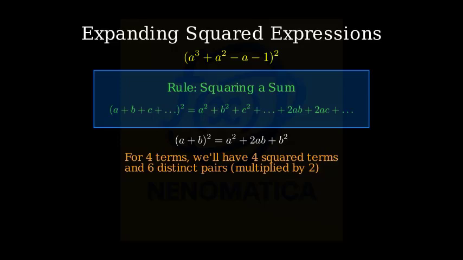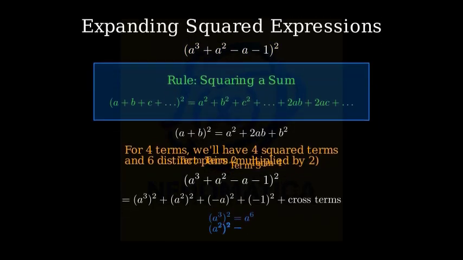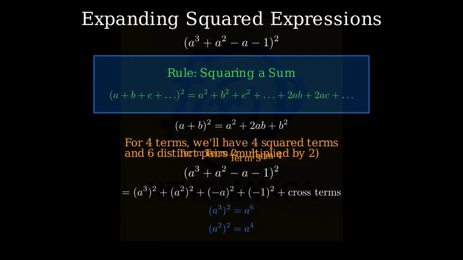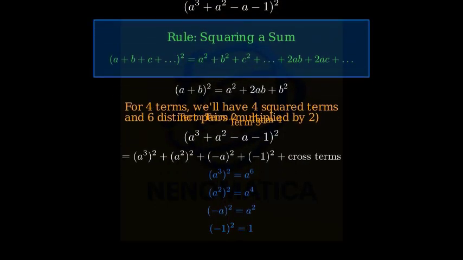Let's start by identifying the 4 terms in our expression. We have a cubed as our first term, a squared as our second term, negative a as our third term, and negative 1 as our fourth term. Let's start by calculating the squares of each term. First, we square each term. A cubed squared equals a to the 6th power, a squared squared equals a to the 4th power, negative a squared equals a squared, and negative 1 squared equals positive 1.